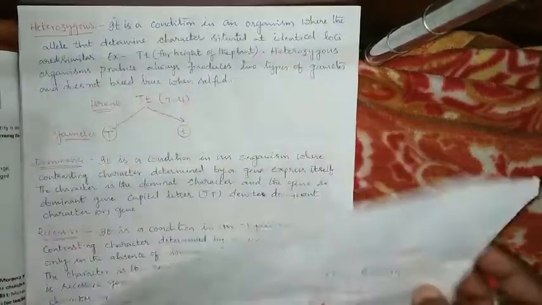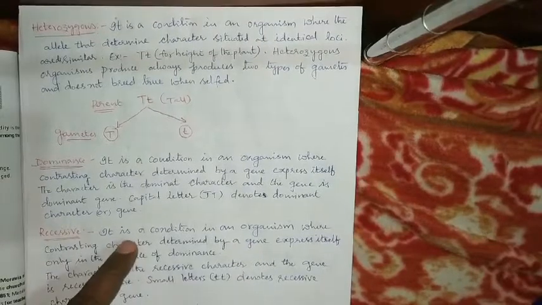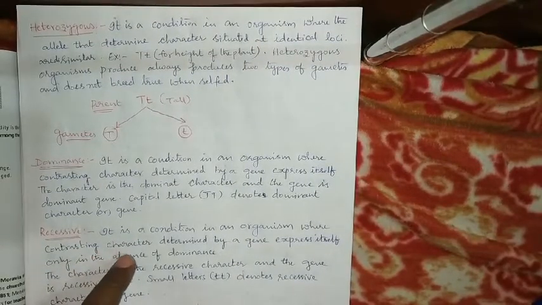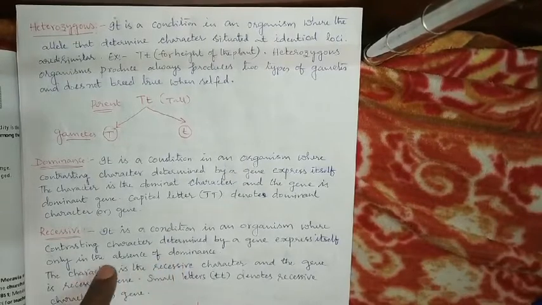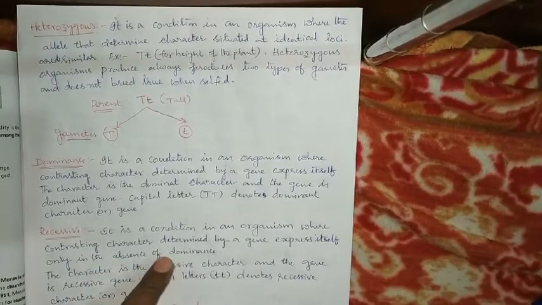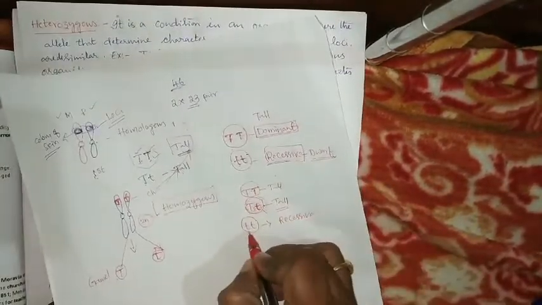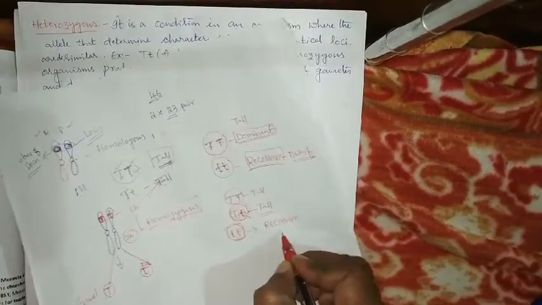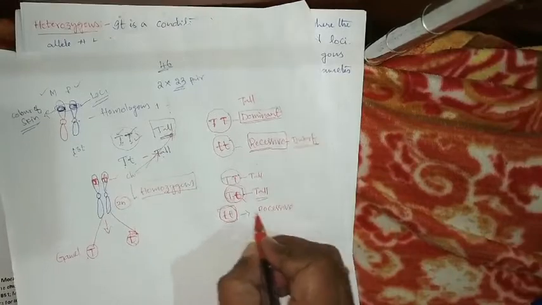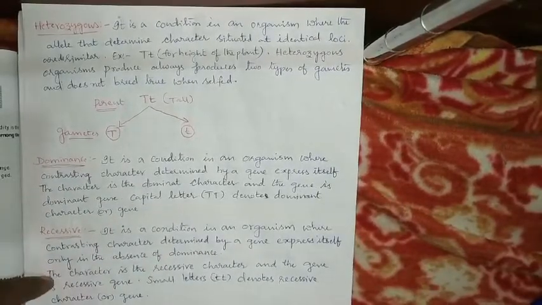So that is about dominance and recessiveness. Recessive means a condition in an organism where the gene for one of the contrasting characters expresses itself only in the absence of dominance. Only in the absence of dominance does it represent the recessive character. The recessive character, in the small t condition, will express only when the dominant character is not present. So this is about the dominant and recessive characters.